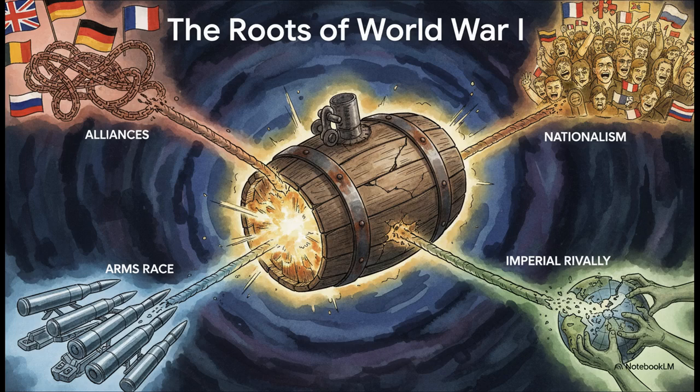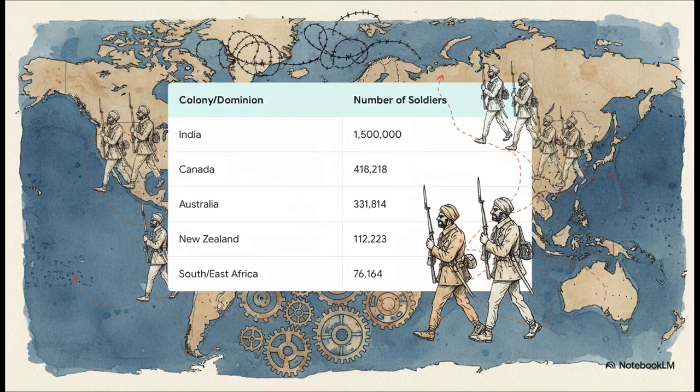You had super intense nationalism, a huge military buildup where everyone was trying to outdo each other, and, of course, a fierce competition for colonies and resources. And this, right here, is where you really see the global scale of what was supposed to be a European war. I mean, just look at these numbers. 1.5 million soldiers from India alone. That's staggering. It shows you how the massive reach of colonialism meant that when Europe went to war, it dragged the rest of the world down with it.